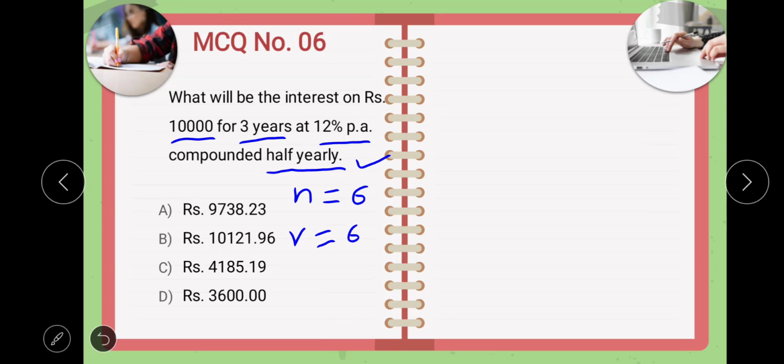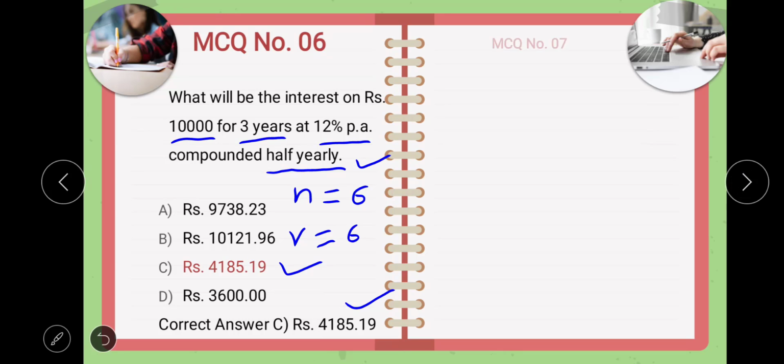So the answer will be, so you can calculate it on a paper and then give the answer. So the correct answer is rupees 4,185.19. So option C is the correct answer.